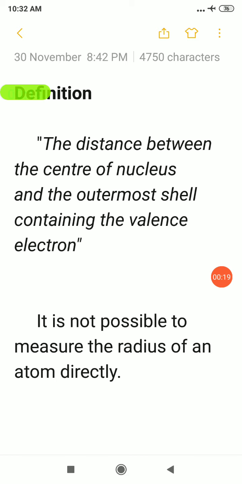Dear students, in the last video, I have given you an outline of 2 terms. One is atomic radius and the other is ionization potential. Now we are going to see the continuation part of the atomic radius. Already we have seen what is atomic radius. Can you recognize what is called atomic radius?